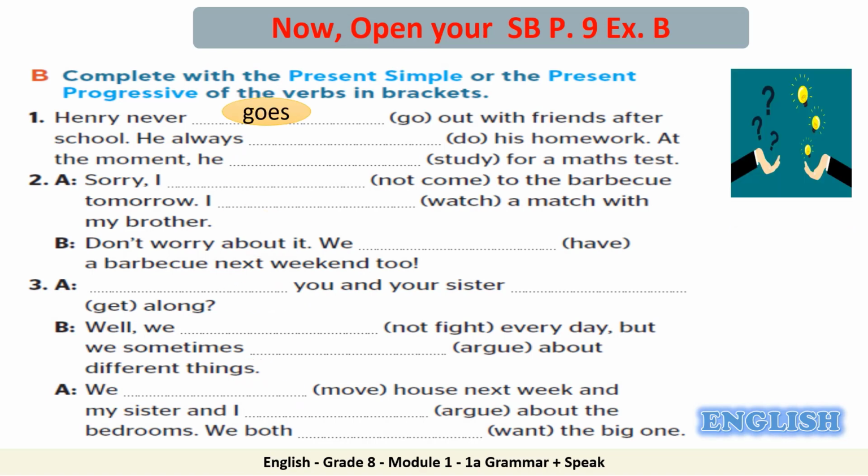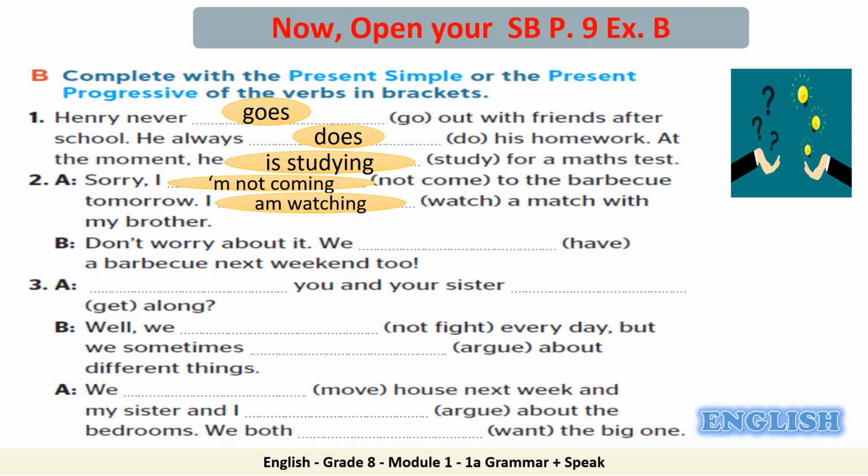He always, present simple, he always, wonderful, does. At the moment, right now, excellent, he is studying. Sorry, to the barbecue tomorrow. I'm not coming. I am watching a match with my brother. I am watching. Yes, very good. B. Don't worry about it. We, next weekend, future plan.